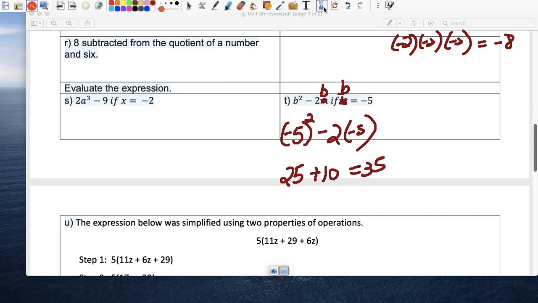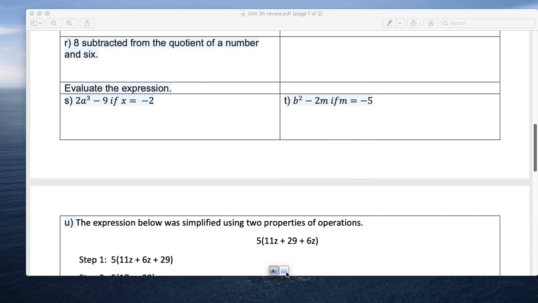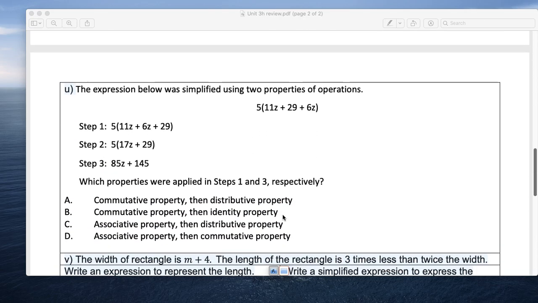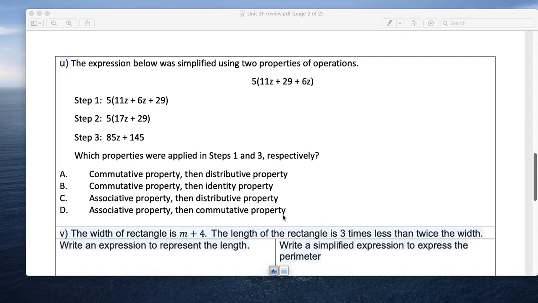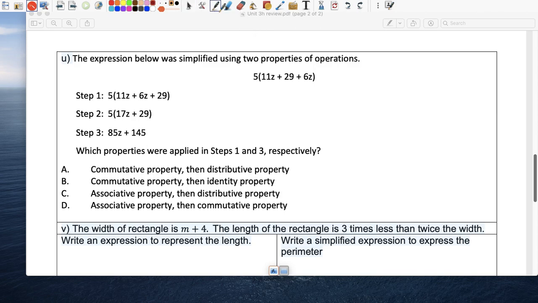So a couple of mistakes I made there. The expression below was simplified using the properties of operation. What properties were applied to steps 1 and 3? Well, sort of like what we did in class. What is the first thing they did? They did this little movement over here, right? So here, they applied the commutative property. Think commutative, commute, moving, right? So that allowed the like terms to be next to each other.